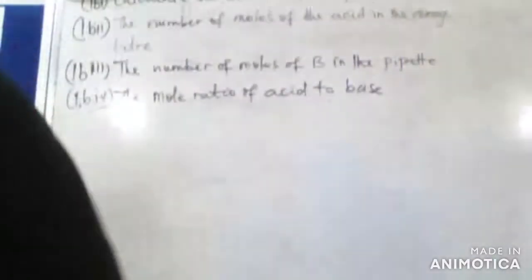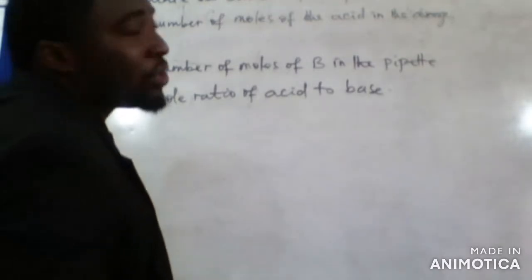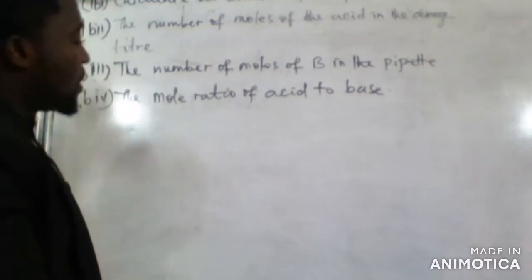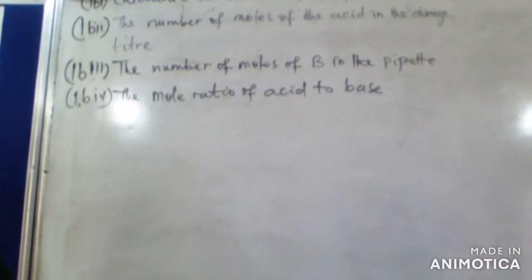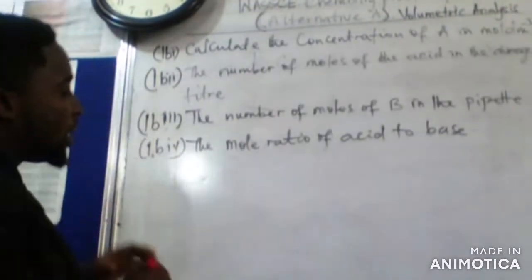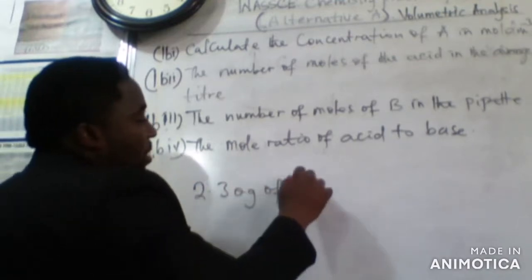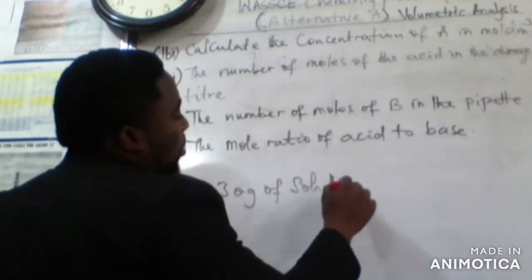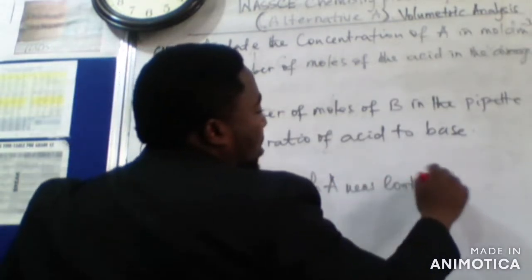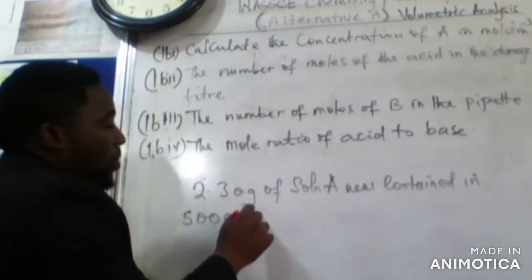All right, now let's see the questions that were asked. We're asked to calculate the concentration of A in mole per dm cube. So we need to use the information provided. We were told that 2.30 grams of solution A was contained in 500 cm cube of the solution.